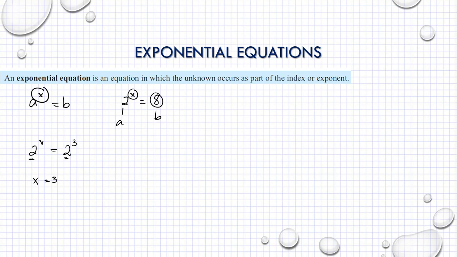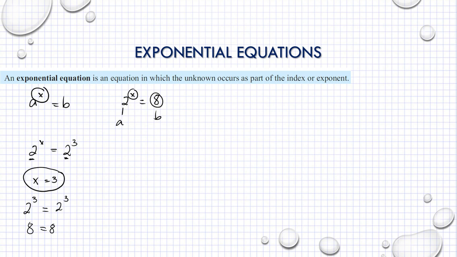How do we know that? Because 2 raised to 3 is equal to 2 raised to 3, that is 8 is equal to 8. So when the left-hand side of the equation and the right-hand side of the equation are equal, then x is the right solution. 3 is the right solution.